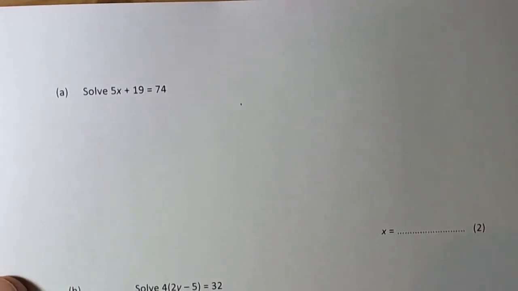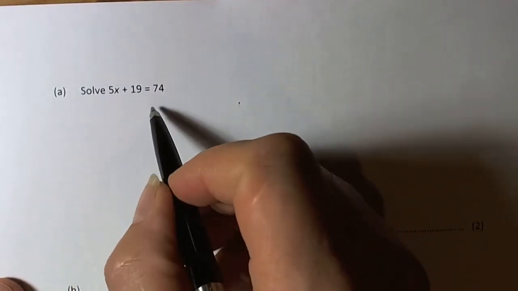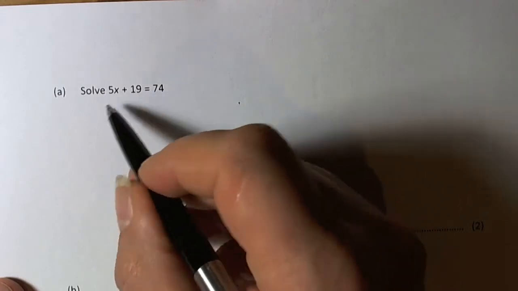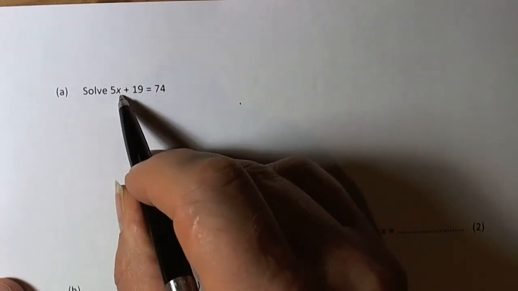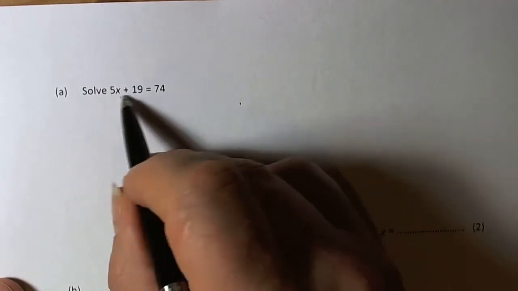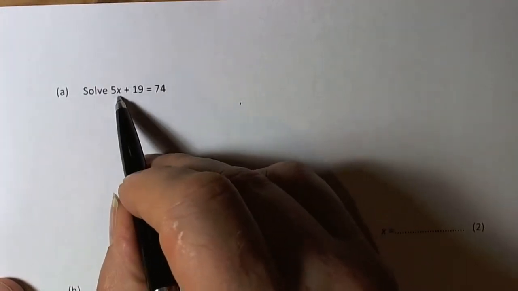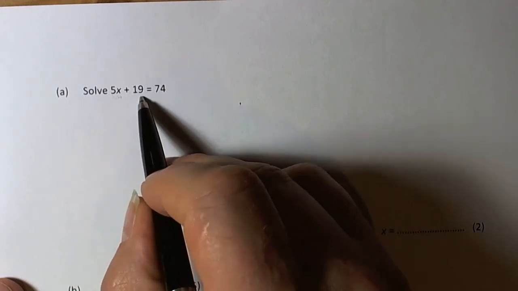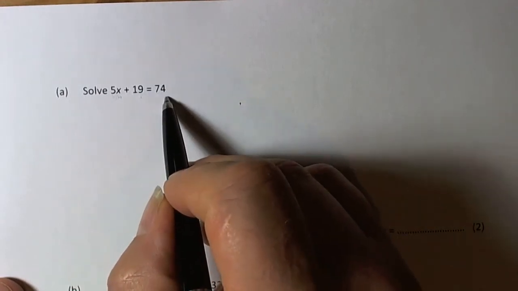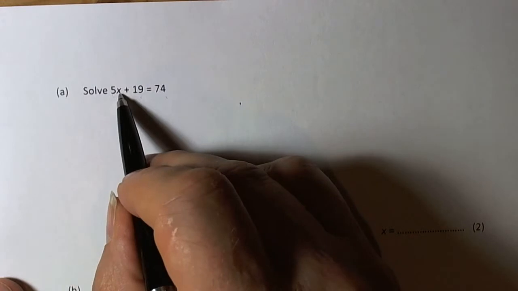Okay, so we're solving equations. So we've got to think through what we do when we solve equations. Well, solve means find the value of x or y or whatever letter they've got in the equation that will make this sum a true sum. So we're saying 5 times something, add on 19, will give me an answer of 74. So we need to get back to what that something is.